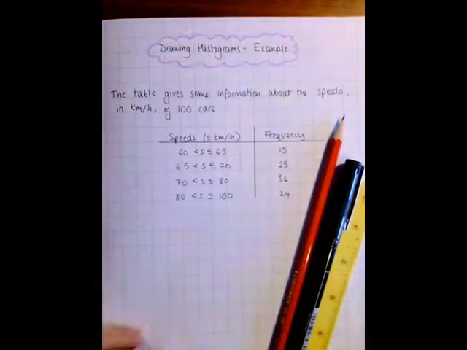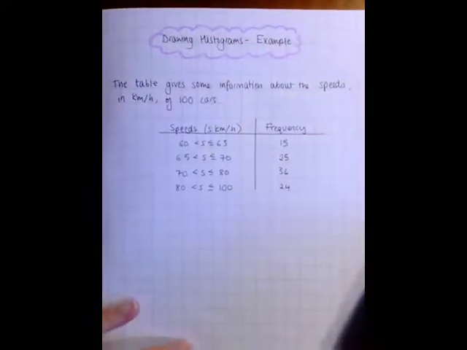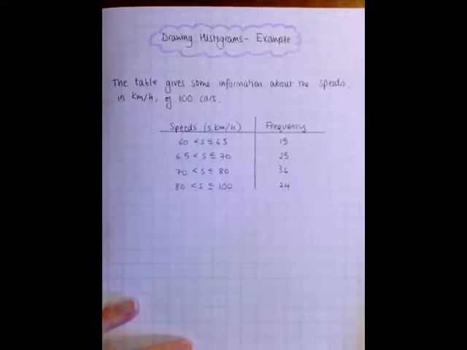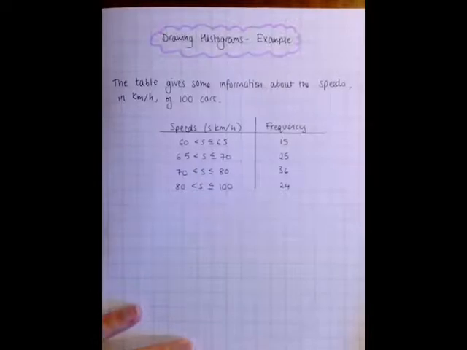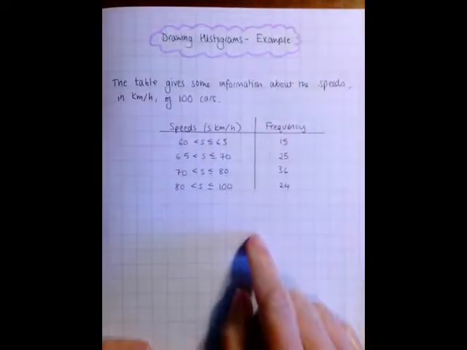Okay, so to start off with, we're going to do this example here, which starts off with a table giving information about the speeds in kilometres per hour of 100 cars. So you could just pause the video and copy down this table.